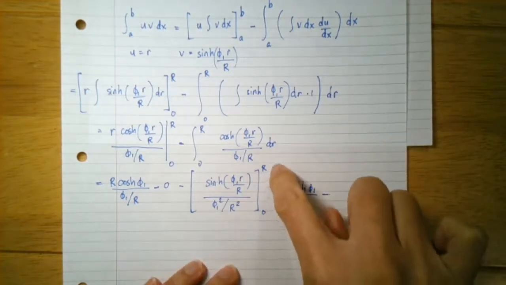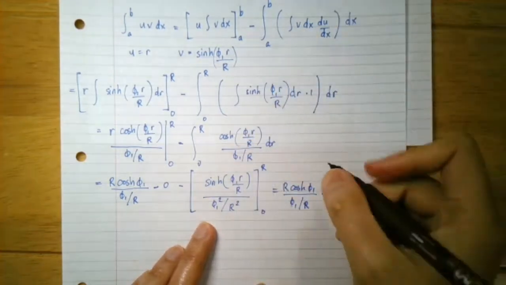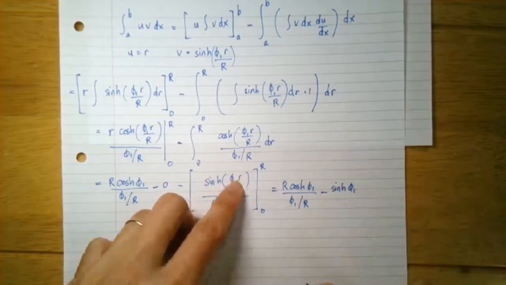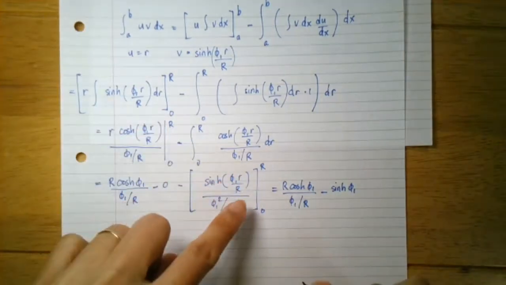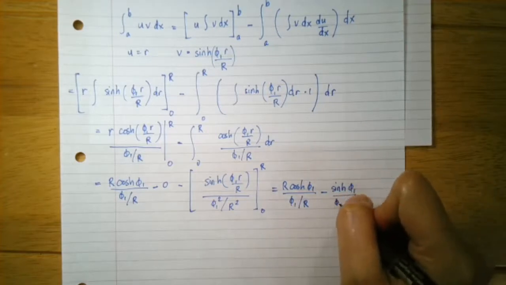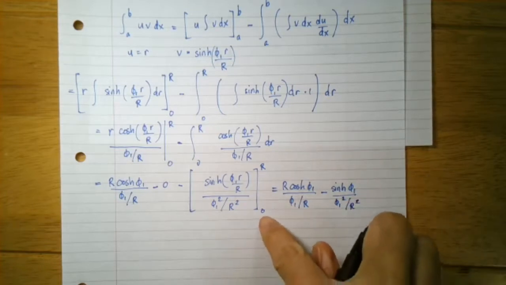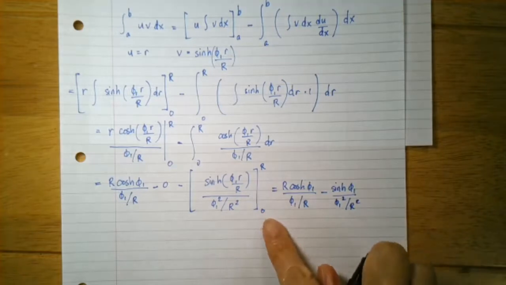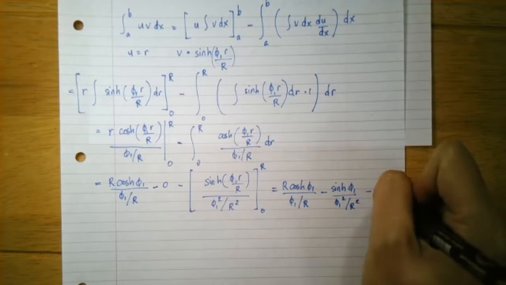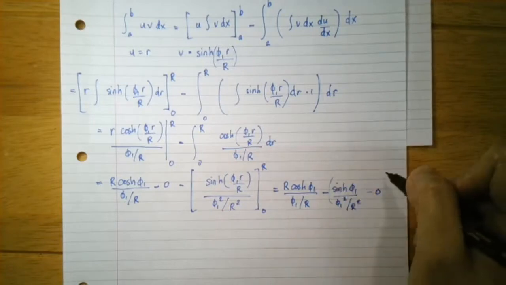Minus, okay, so let's evaluate at the limits of integration. First, at the surface of the catalyst, so minus sinh phi 1, and then here you'll have capital R over capital R, so they will cancel out. So I'll only have sinh phi 1 here, and then the denominator phi 1 squared r squared. And then at the lower limit of integration, sinh 0 is 0, so we have minus 0.